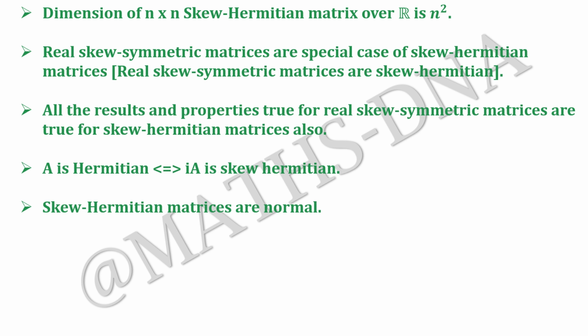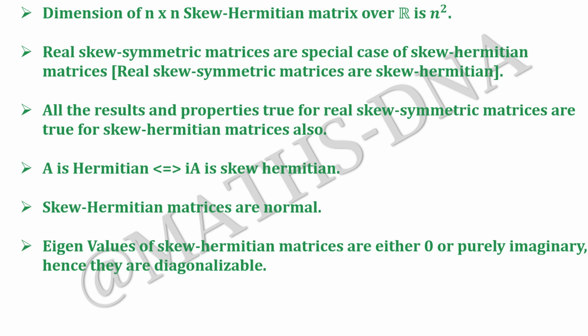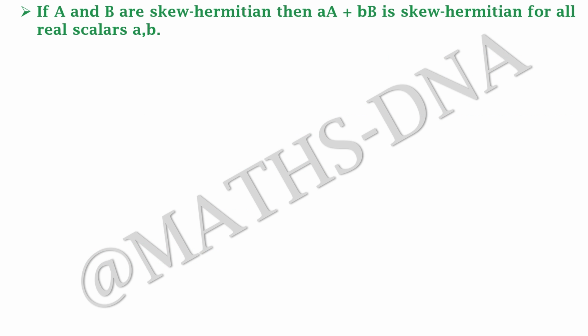Also, skew-Hermitian matrices are always normal, and the eigenvalues of a skew-Hermitian matrix, as discussed ahead, are either 0 or purely imaginary, and hence they are diagonalizable. Moving on, if A and B are skew-Hermitian matrices, then aA plus bB is skew-Hermitian for all real scalars a and b belonging to R.